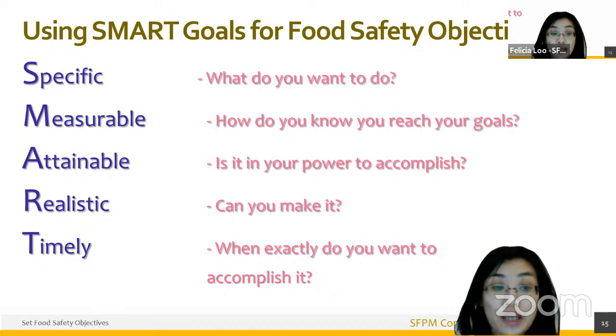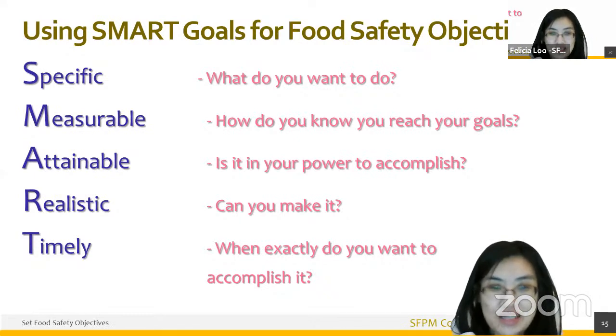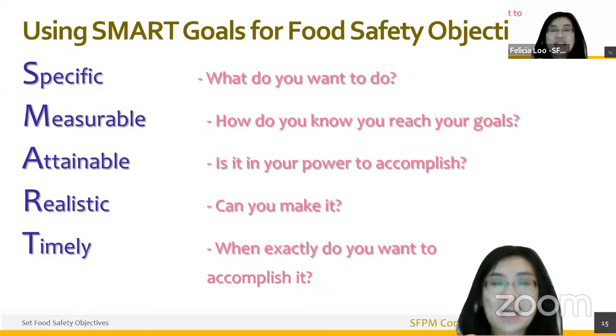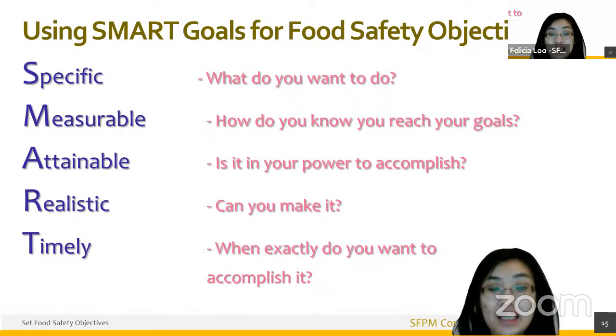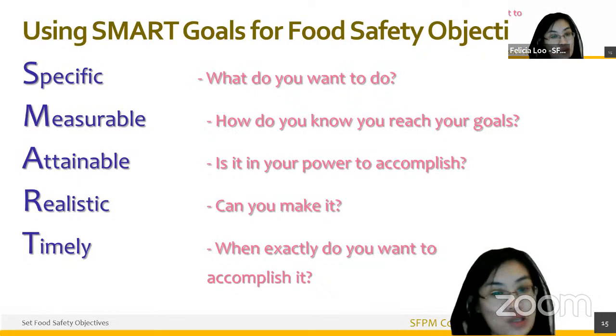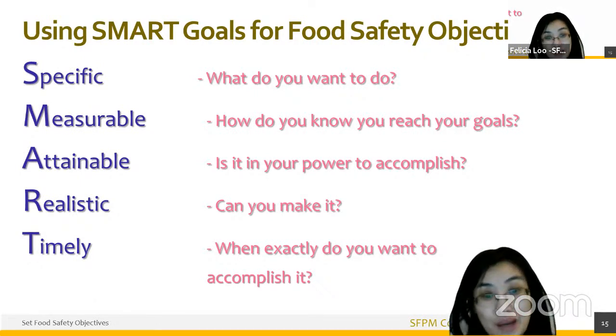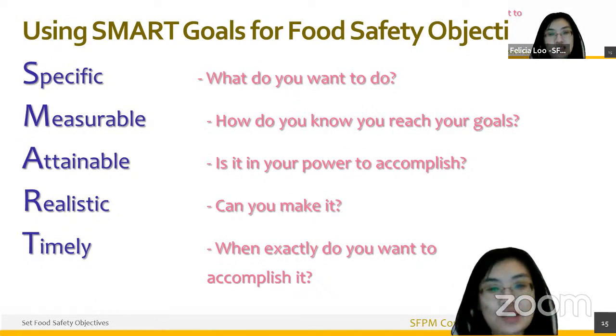Attainable: you want to make sure that it's something you can do, or that it's within your power to accomplish. And it has to also be realistic. Can you make it, or is it too hard to be realized? We'll consider all this when we are putting together SMART goals for our food safety objectives. Timely: when exactly do you want to complete them? Do you want to complete them now, next month, in a year, half a year? Those are examples, so make sure you look into that as well.